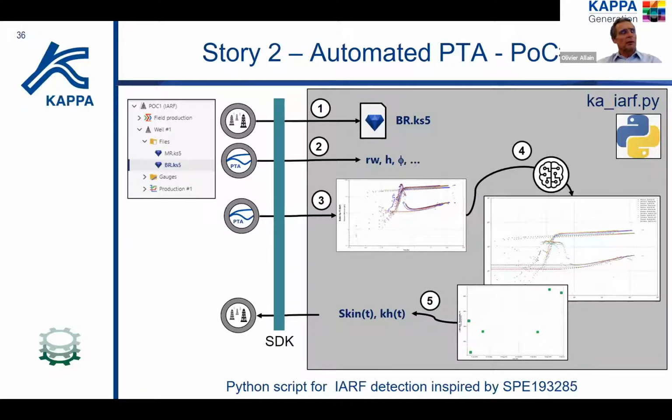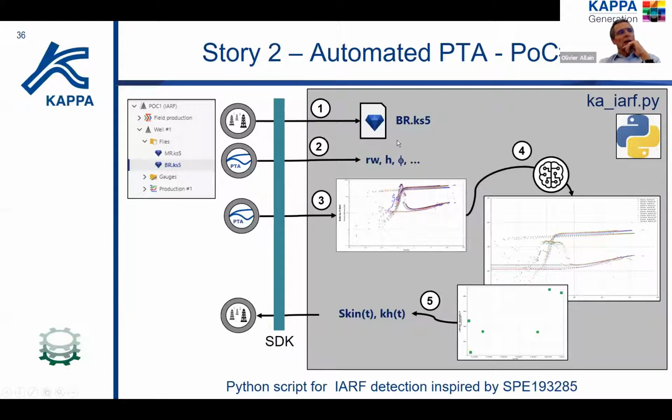One of the workflows that I will demonstrate later, which we call our proof of concept number one, leveraging the SDK, is a static workflow. The idea is that within KAPPA-AUTOMATE, under a well, you have a number of documents containing some PTA data with a number of extracted buildups. From the Python code, we ask KAPPA-AUTOMATE to provide the document. This is step one in the workflow.